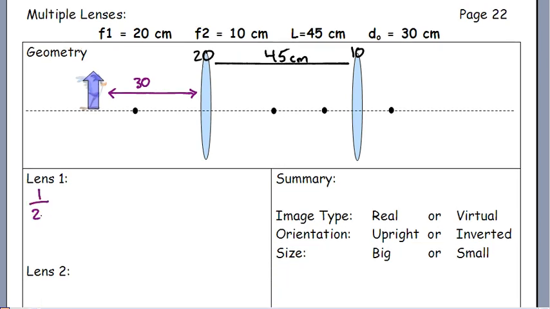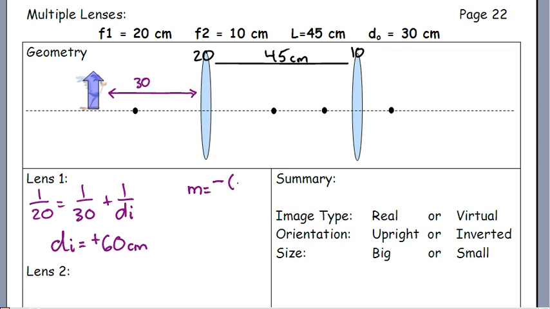1 over 20 is equal to 1 over 30 plus 1 over di. And it works fine. We get a positive answer, so it's saying it's after the first glass, and it's 60 centimeters away. You can even do the magnification. It would be the opposite of that, 60 divided by the 30, so it's going to be a negative 2.